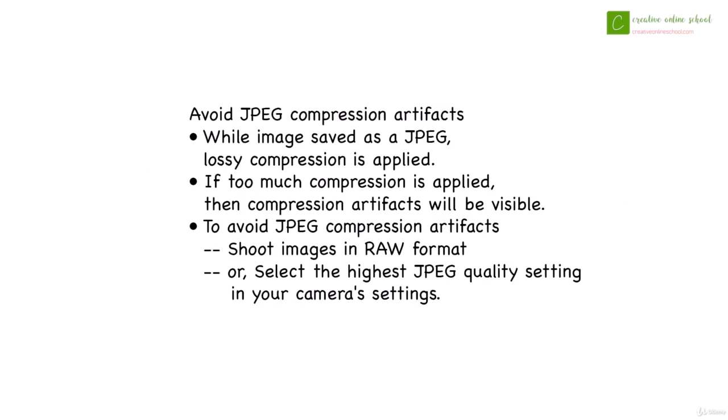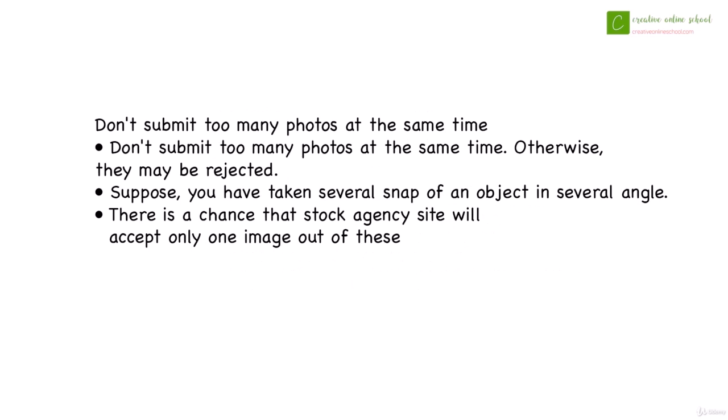Avoid JPEG compression artifacts. When an image is saved as a JPEG, lossy compression is applied. If too much compression is applied, then compression artifacts will be visible. Also, image quality will be degraded. To avoid JPEG compression artifacts, shoot images in RAW format or select the highest JPEG quality setting in your camera's settings.